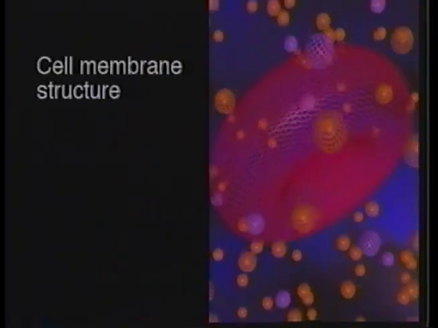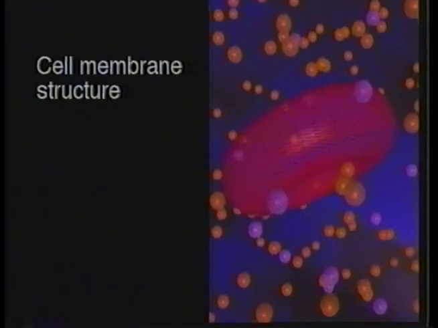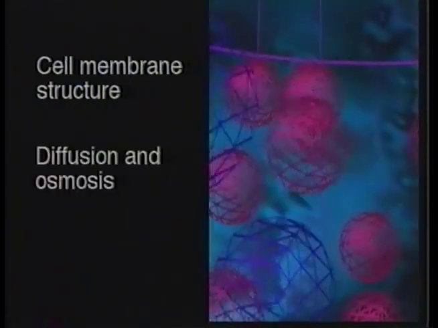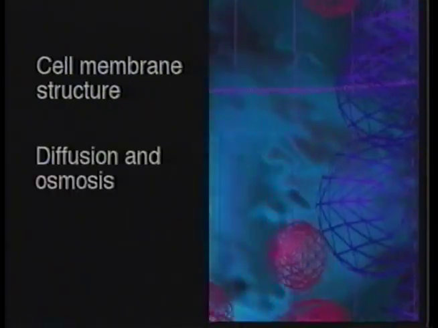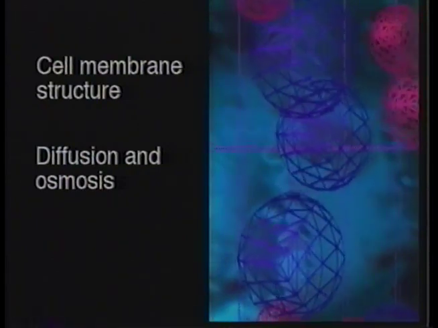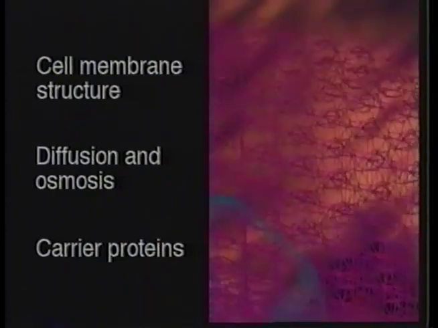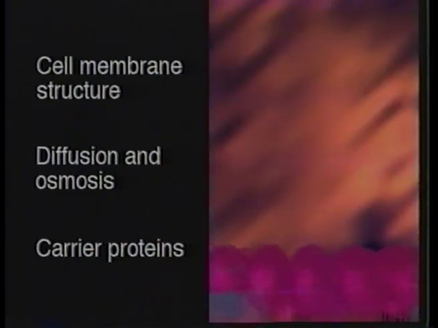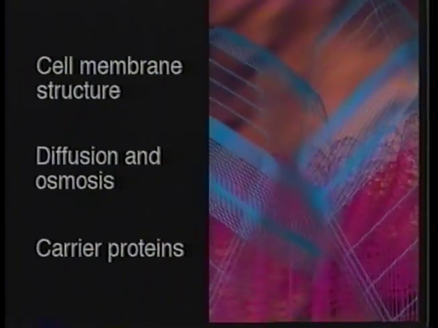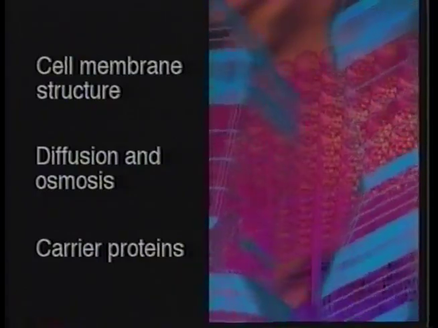To begin to understand how cell membranes function, we will first examine some basics of membrane structure. We will then discuss diffusion and osmosis and how these processes move substances across membranes. Finally, we'll take a closer look at carrier proteins, the proteins that exchange molecules across the cell membrane.